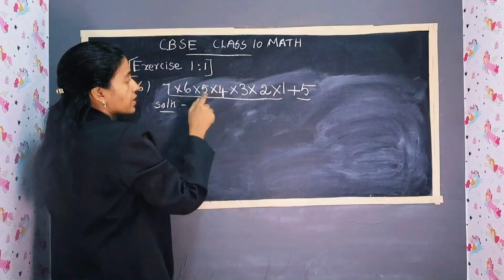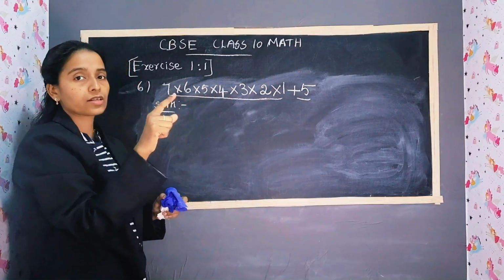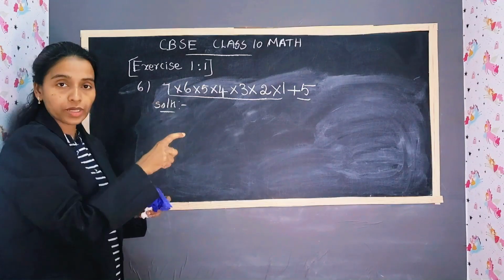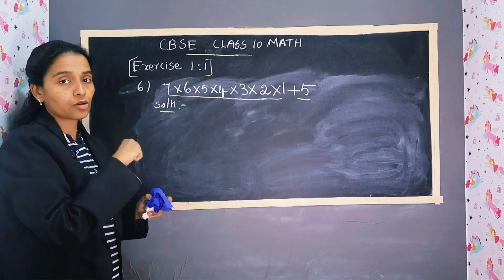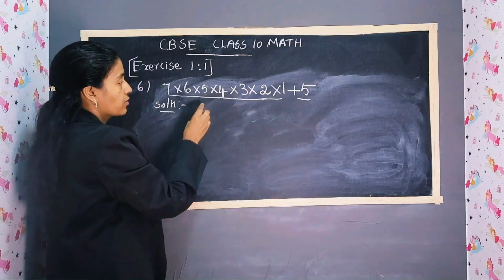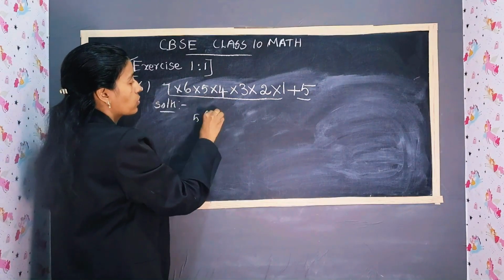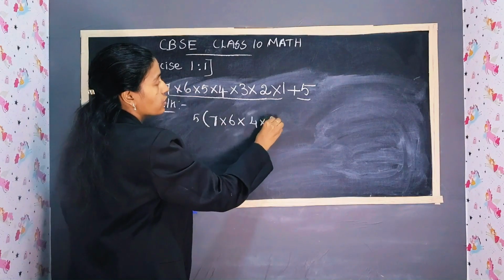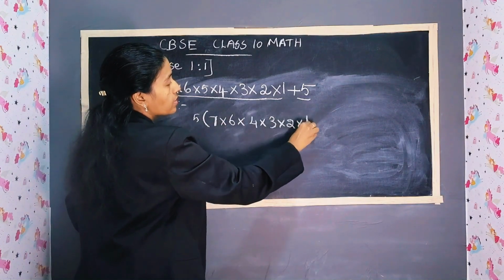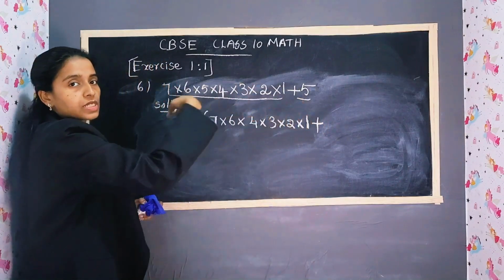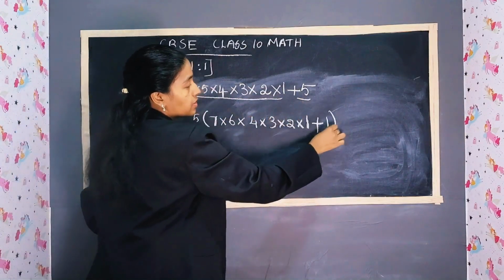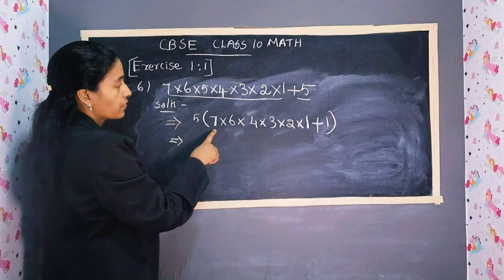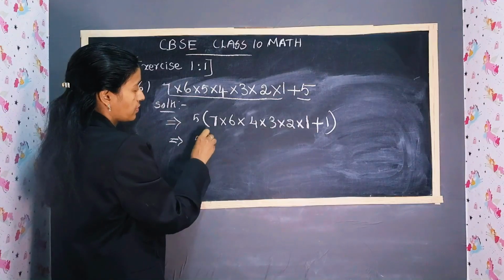Here we have 5, right? Here also we have 5. I can take this 5 as a common number, so that I can take it outside. Okay, so I'm taking 5 outside from this. So what will be inside? 7 into 6 into 4 into 3 into 2 into 1 plus this 5. If I'm taking 5 outside, I'll be getting 1 here, right? So this would be the next step. And we need to simplify all these numbers then.